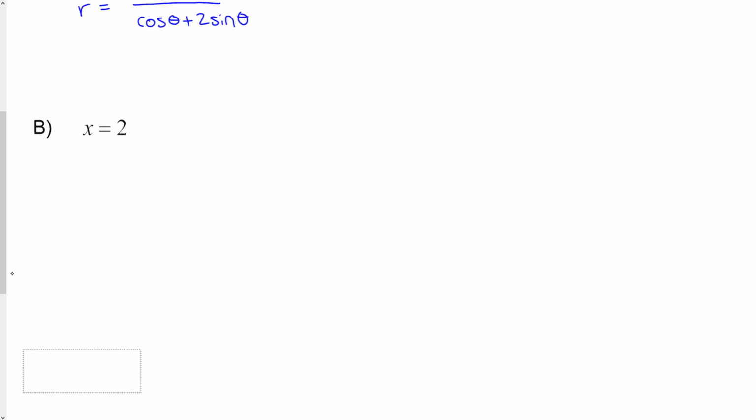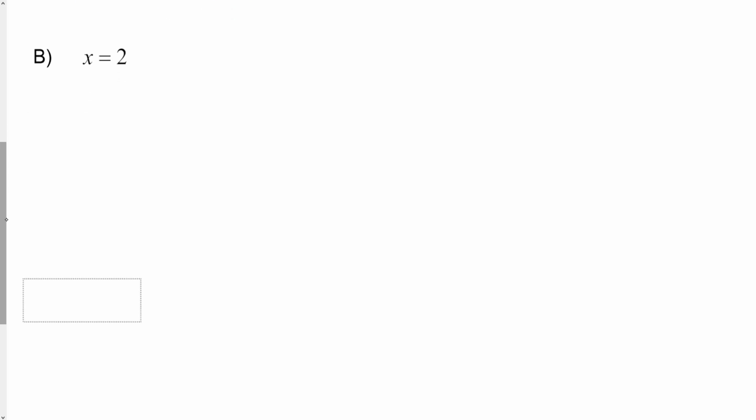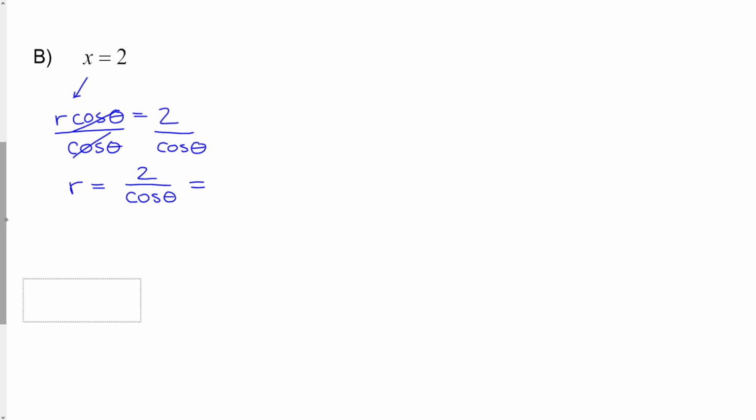Okay. x equals 2. So here, just change your x into r cosine theta. It's already a function that is polar, but you want to try and simplify it if you can. So in this case, if you just divide the cosine over, then you get the cosine to cancel, so r equals 2 over cosine theta. That's fine. Or you could also change this into 2 secant theta, and that's perfectly fine as well.